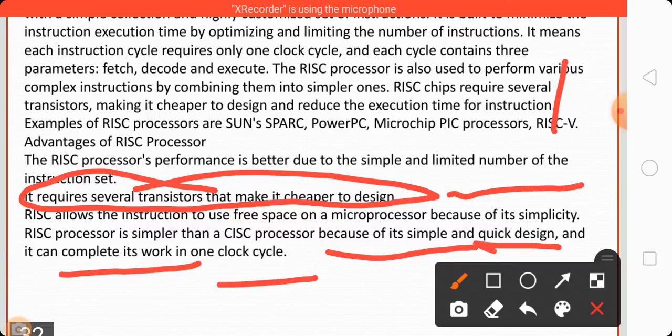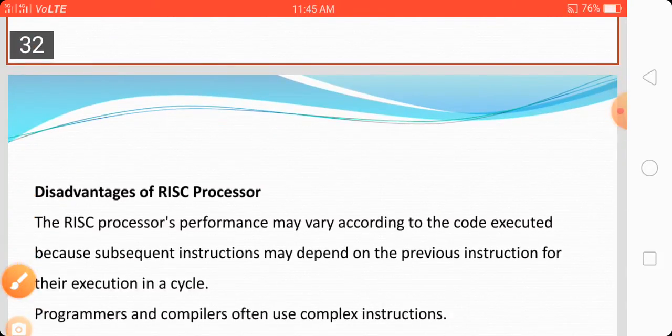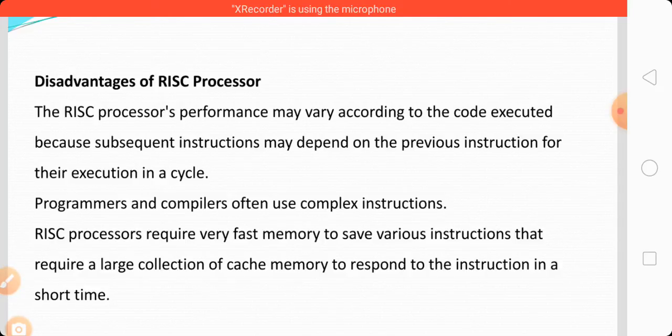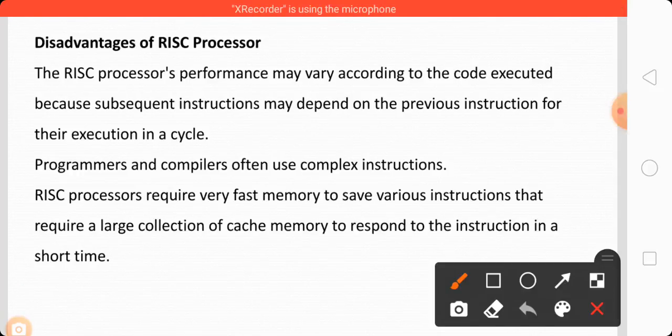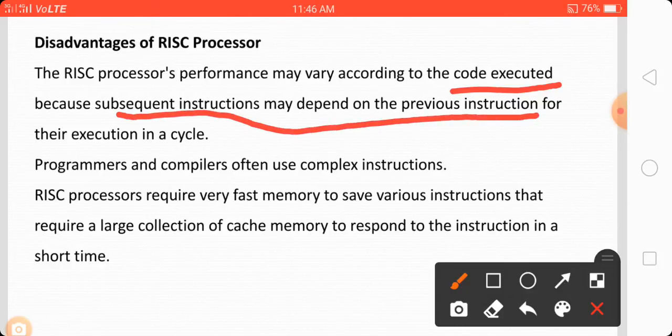Now we have to study the disadvantages of the RISC processor. The RISC processor performance may vary according to the code executed, because a subsequent instruction may depend on the previous instruction for its execution in the cycle. So that is the first disadvantage of the RISC processor.